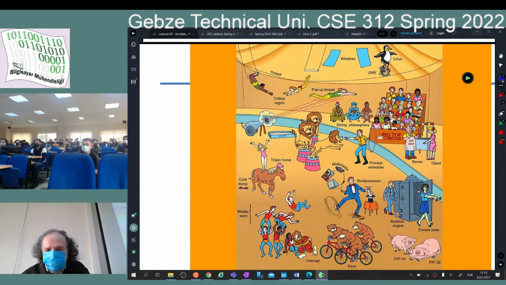At the end of chapter number 1, this book says that operating systems are like a circus. There are many things happening. Overall, it is fun, but things may get ugly. From time to time, it is very dangerous. Everything has to be synchronized, everything has to be carefully organized, and so on. And that's why it is making fun of it.